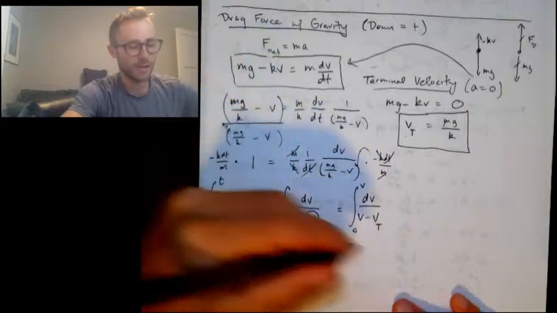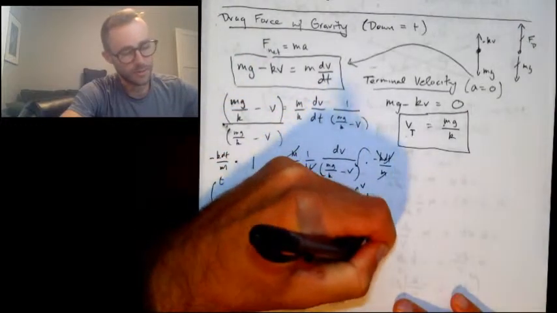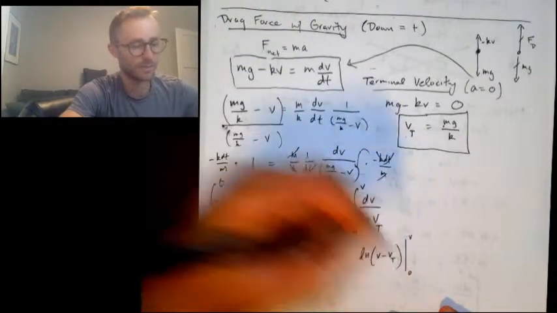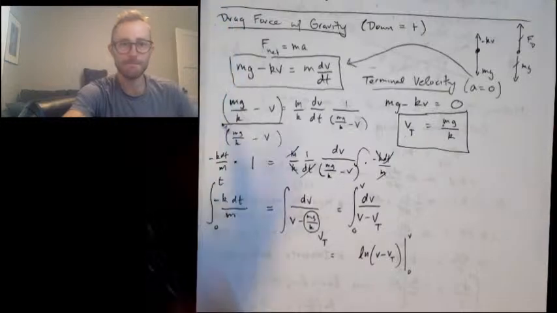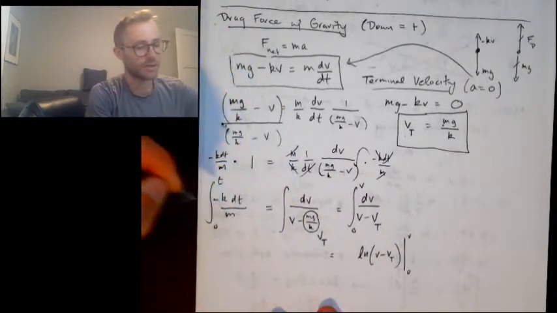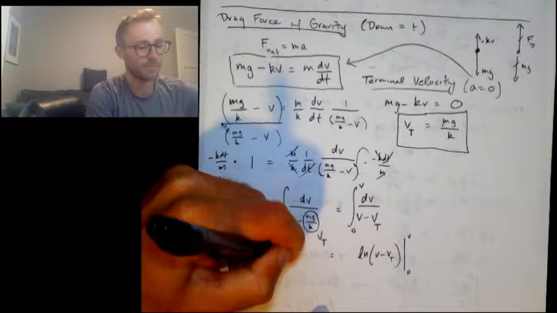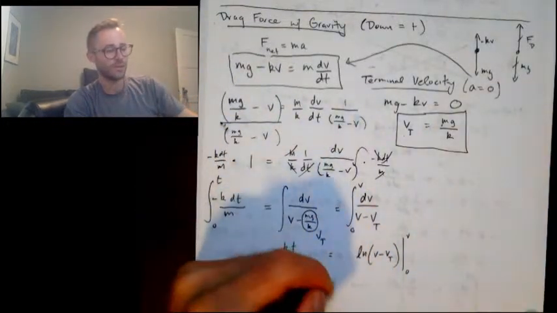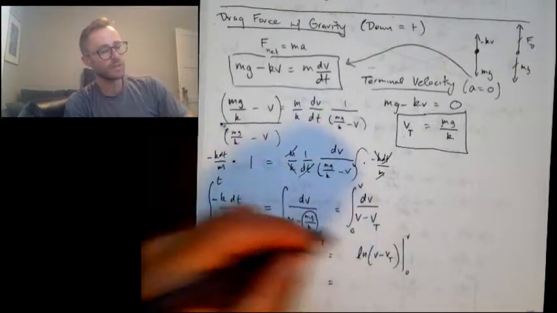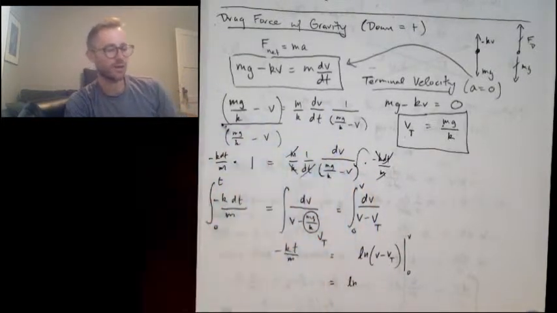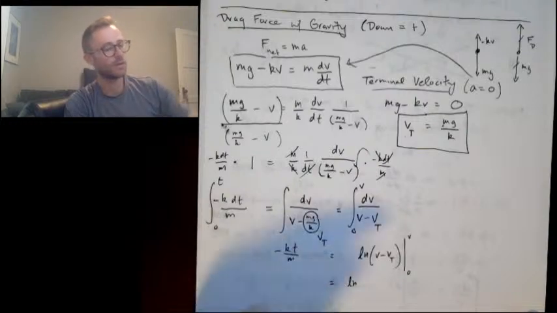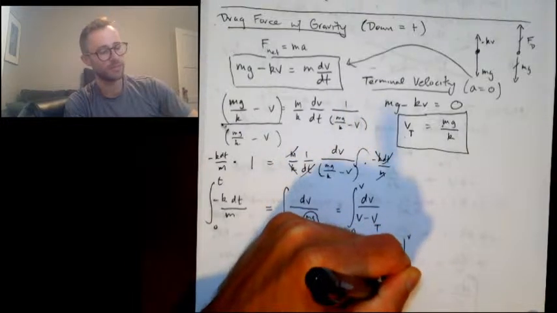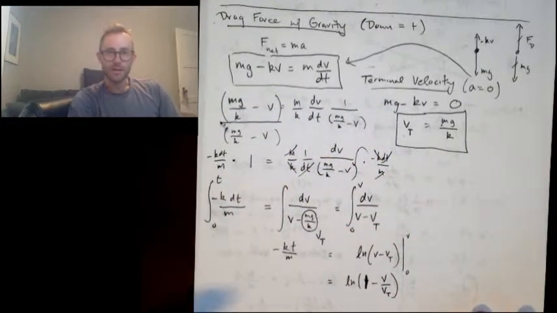Integrating the right-hand side, I get natural log of v minus vt evaluated at v and evaluated at 0. Okay? On the left-hand side, I have minus kt over m. So doing the subtraction, which is actually division, on the right-hand side, I get natural log of 1 minus v over vt. Okay.